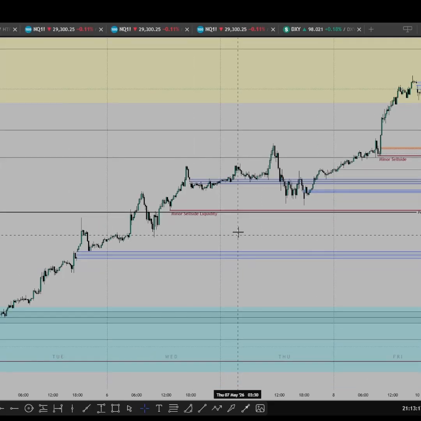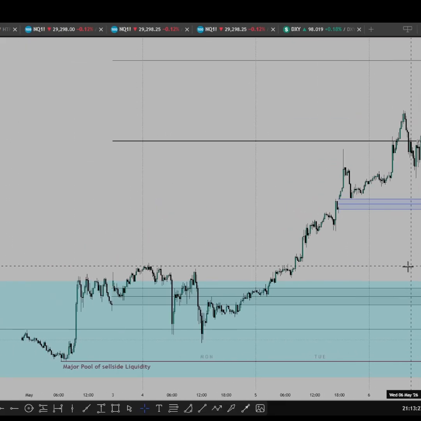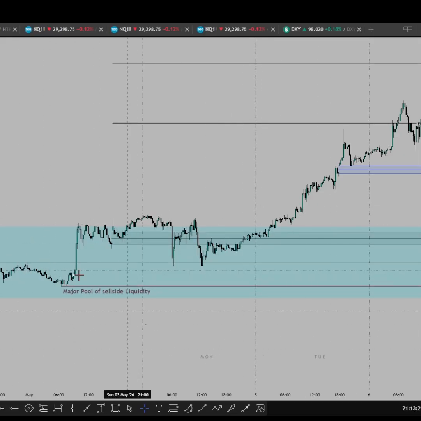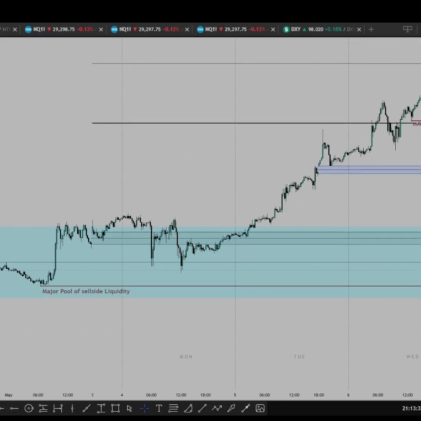Chalo, I'm gonna keep it really raw. Just gonna be a quick weekly outlook that I'm making in this video. So we have these relative equal lows here, a major pool of sell side. I hope the screen is visible. Give me a second.